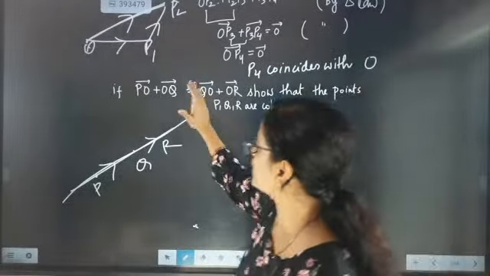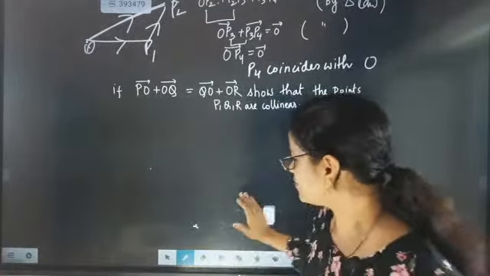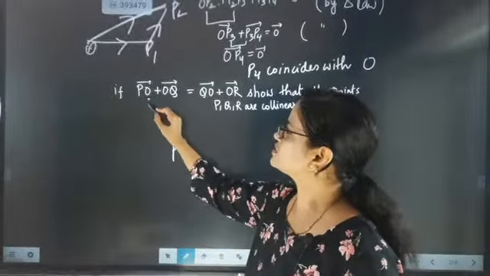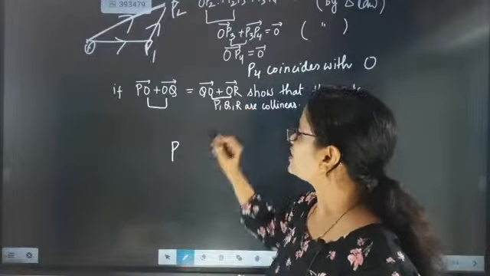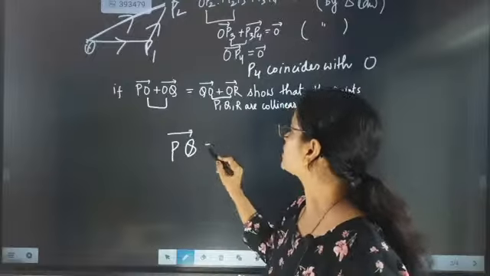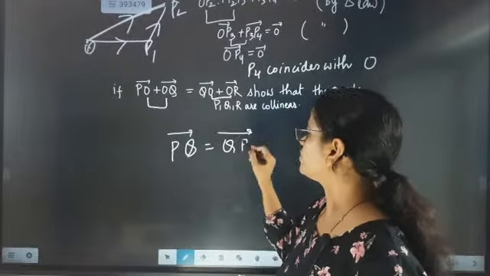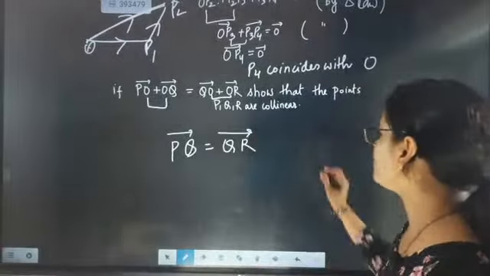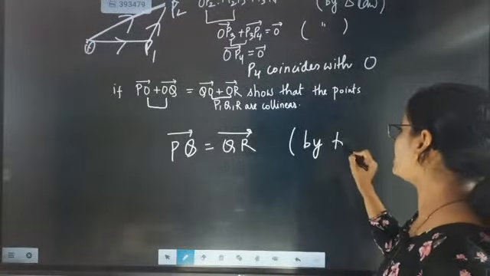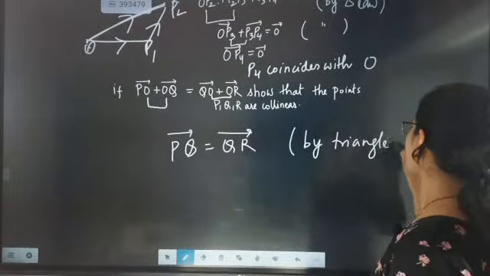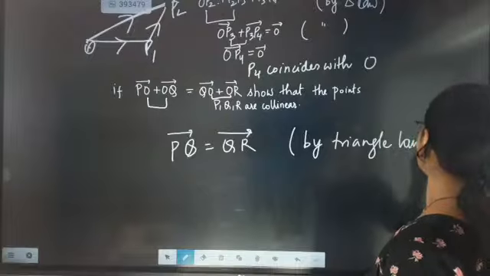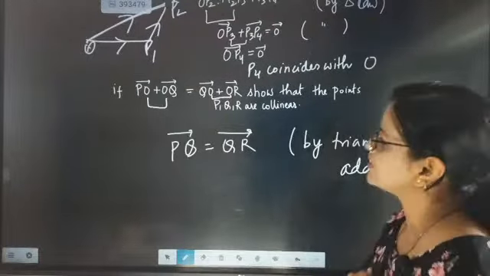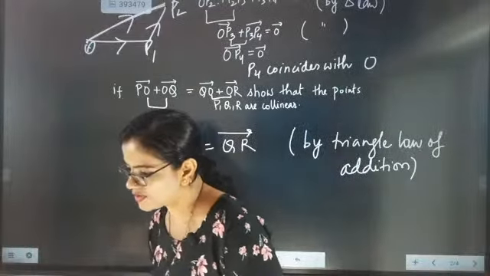Absolutely correct, Sarna. So here also we are going to do the same. We are going to write PQ equal to QR. By triangle law of addition, we have done like this. PQ vector equal to QR vector.